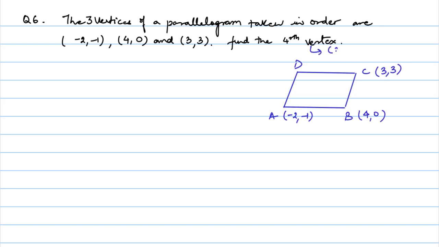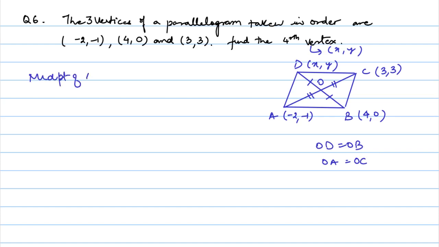Let the 4th vertex be x comma y. Now, the simplest method is, we know that the diagonals of a parallelogram bisect each other. They bisect each other. Let's say this point is O. Therefore, this part is equal to this part and this part equals this part, that is, OD equals OB and OA equals OC. Now, we can use the midpoint formula.